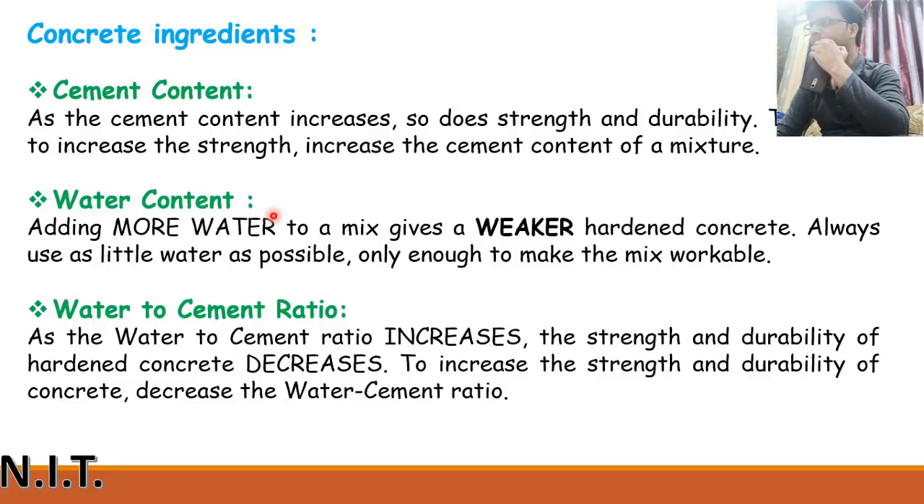Concrete ingredients. Basically, concrete has three main ingredients, and the third ingredient is divided into two parts. The first one is cement, second is water, and third is aggregates. We have two types of aggregates: coarse aggregate and fine aggregate. Fine aggregate is basically sand, and coarse aggregate is broken stones.